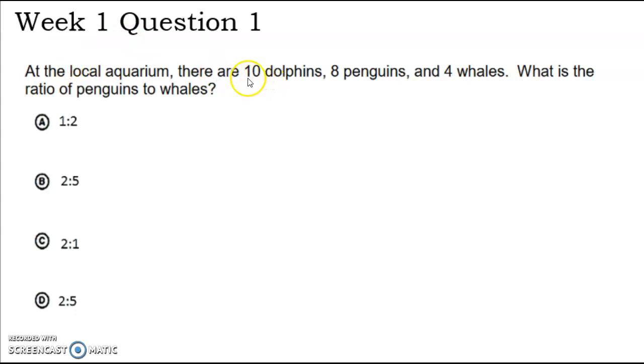It says week one because there are 3 weeks of prep, and I wanted to break them all down. All right. So at the local aquarium, there are 10 dolphins, 8 penguins, and 4 whales. What is the ratio of penguins to whales? A ratio, if we remember a while ago, can look like this with dots. It can look like this as a fraction, and that's read as x to y. It can be read all different ways.